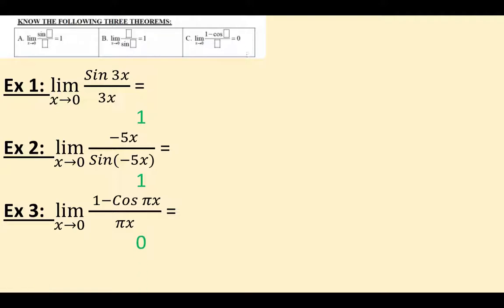Examples 1, 2, and 3 are basic uses of how to use the theorem. There are other examples and other problems that you will have to do that require algebraic manipulation to get your answer.